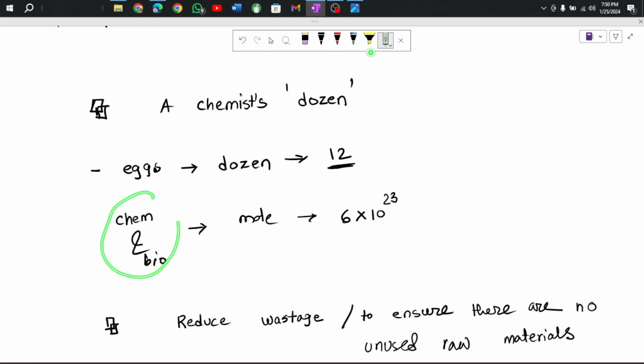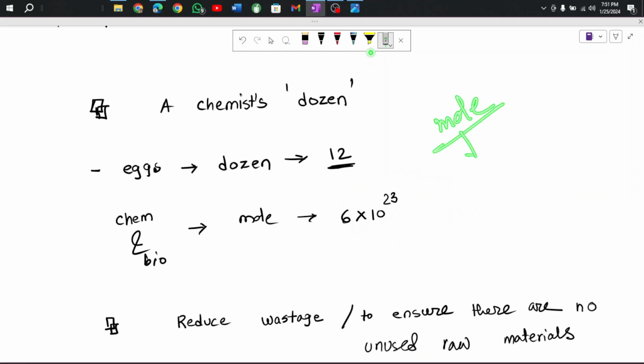Similarly, in the world of chemistry and biology, 1 mole or a mole of anything also implies a number. This number is quite big, as you can see, and it's 6 into 10 to the power 23 amounts of a substance. Okay, so if I say ami ek mole eggs kinbo, the guy is going to hand me over this many eggs. 2 mole eggs mean he's going to hand me 2 times this many eggs. All right. So simply put, that's what a mole is.